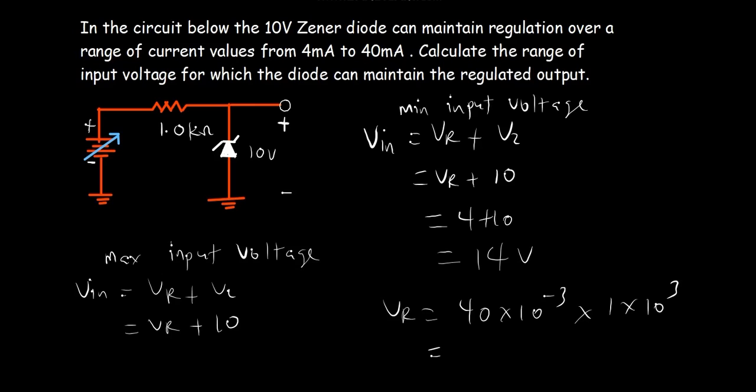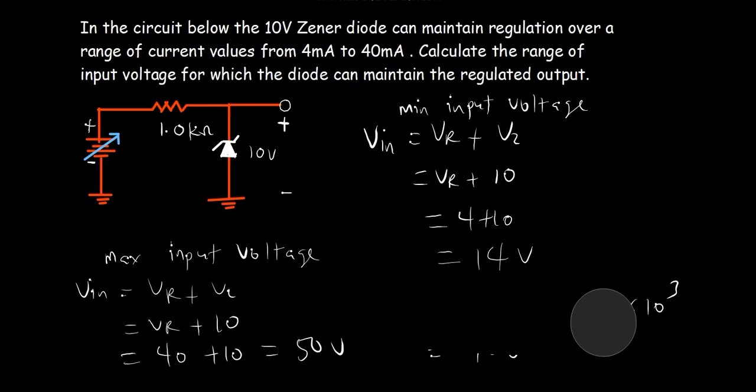So VR will now be 40 times 10 to the power minus 3 times 10 to the power 3. That will give me 40 volts. So that will be VR in this case. You just substitute our 40 volts here, then plus 10. Therefore we get the maximum input voltage to be 50 volts. Now we were asked to find the range. Therefore the range will be from 14 volts to 50 volts.